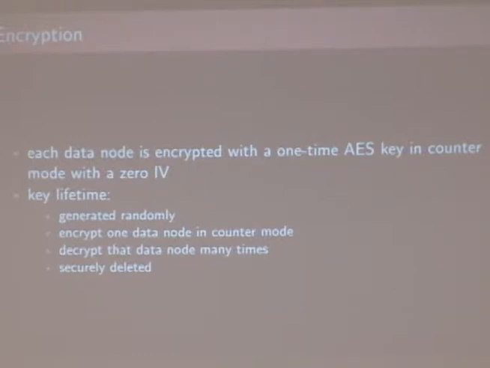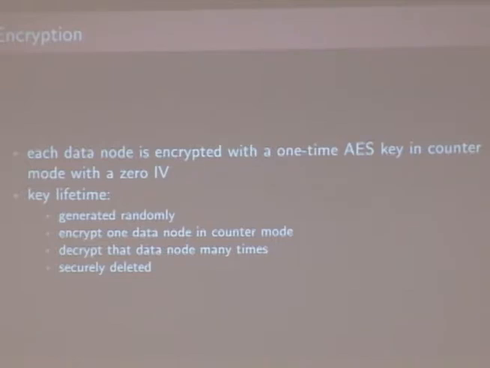First, encryption. So we use one key each time once. So we don't use any IVs. Each time we want to encrypt a data node, we take a fresh, unused key. We use AES, we put it in counter mode, we start the counter at 0, we encrypt it. And the reason this works, that we don't have to worry about IVs, is that the key lifetime is simply that, one, it's generated randomly, then it's used to encrypt one data node once, only once, it's the only thing it'll ever encrypt.